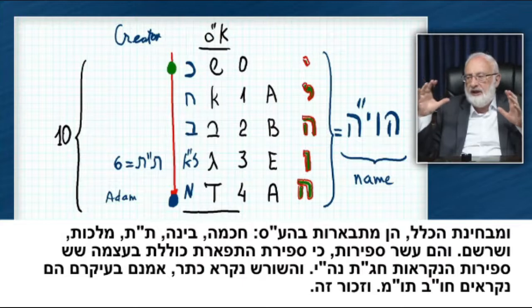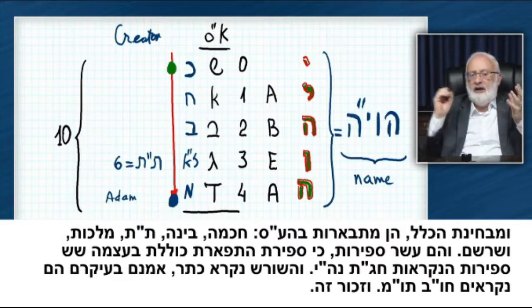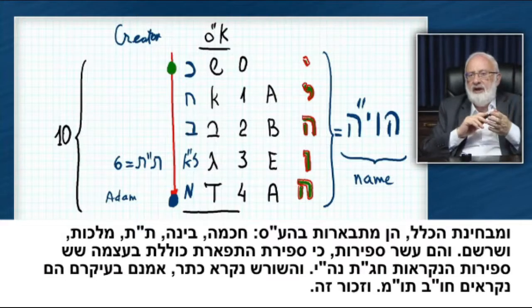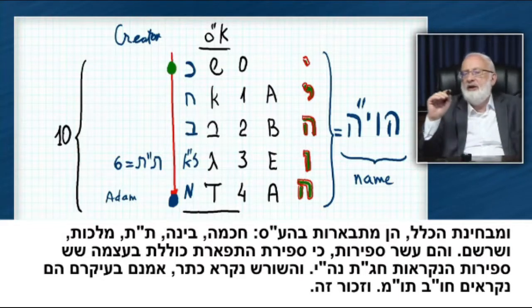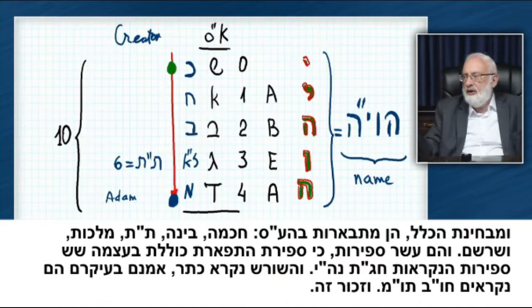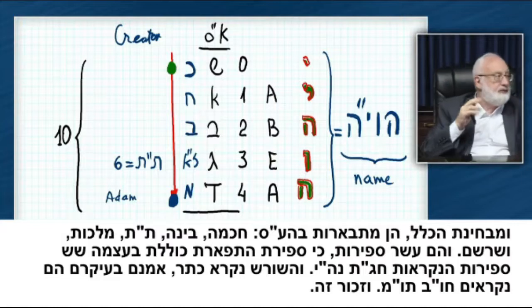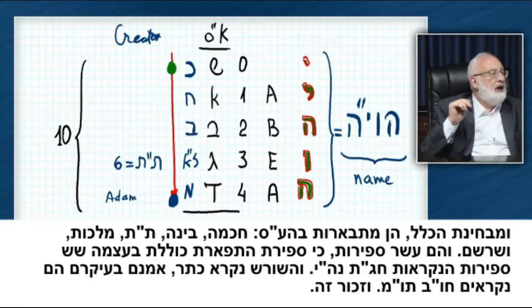This represents the complete name or the complete package in which exist both the Creator and the created being and everything that connects them. And that excludes nothing. So this number 10 is this round number that contains the whole of reality.